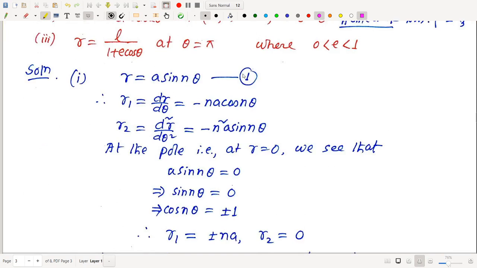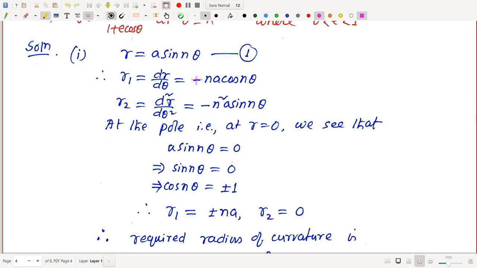r equal to a sin n theta. Therefore r1, meaning dr by d theta, is the derivative of a sin n theta, which is a cos n theta into n. This is not minus, this should be plus. Derivative of sin n theta is cos n theta into n. So it is n a cos n theta with plus n. Then r2 means d square r by d theta square. So again, derivative of cos n theta is minus sin n theta, so that's why minus comes here. Sin n theta, another n multiplied, so it is minus n square a sin n theta.